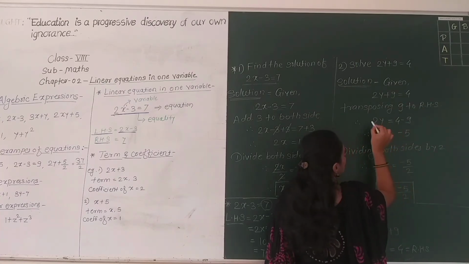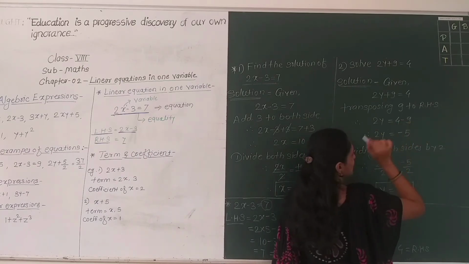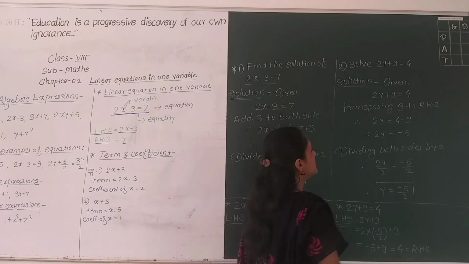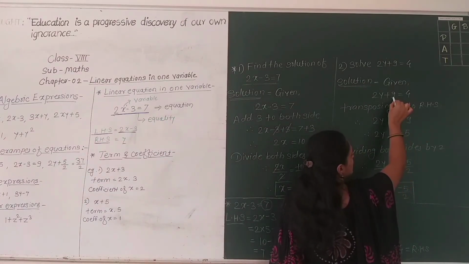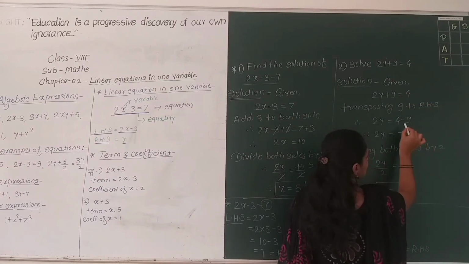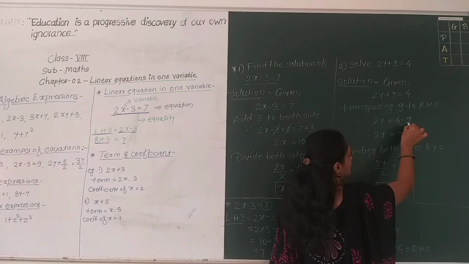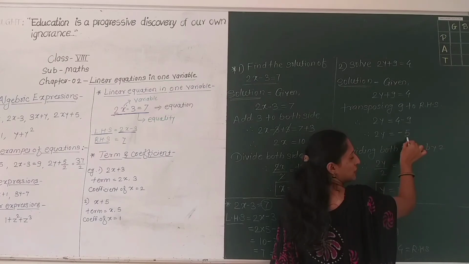So we get here 2y is equal to 4 minus 9. Here 9 is positive, and when we transpose this 9 to the RHS side, 9 becomes negative. So we get 2y is equal to 4 minus 9. Now 4 minus 9, it's negative 5.